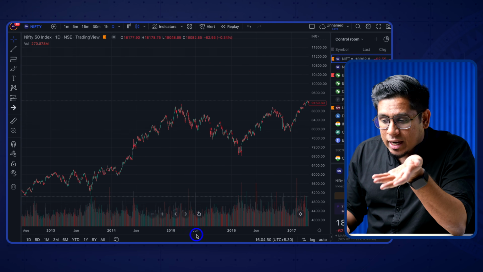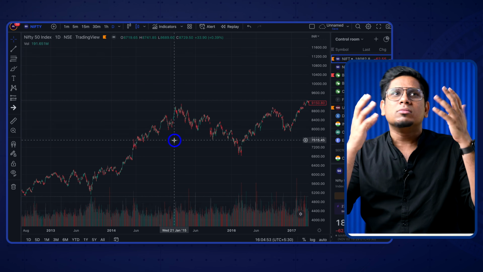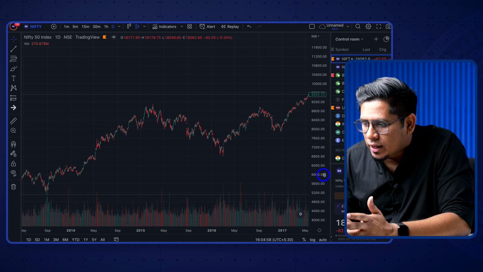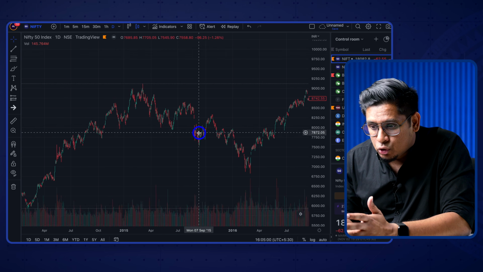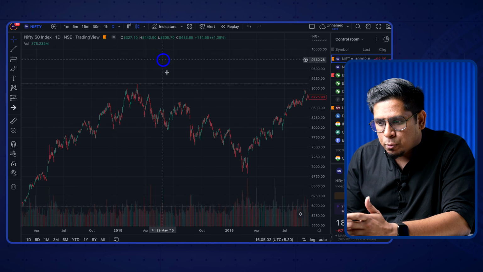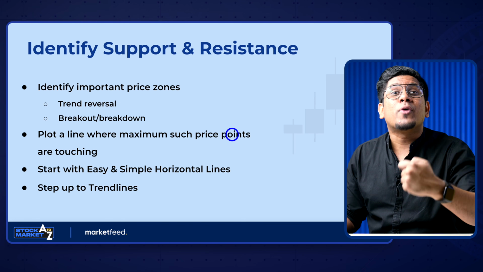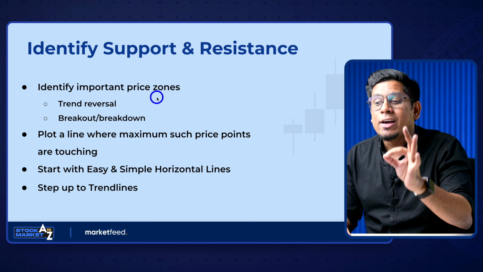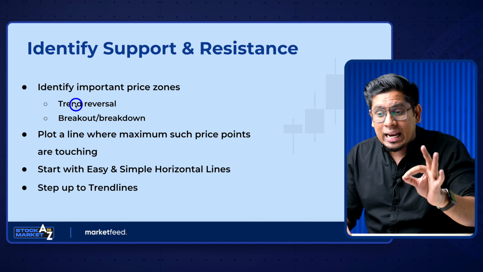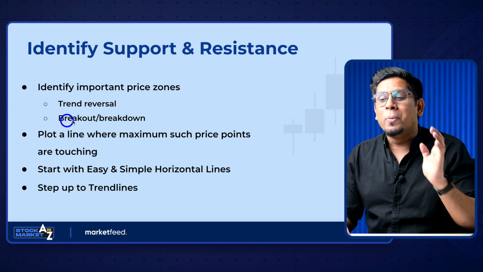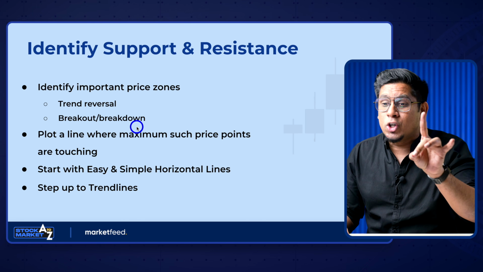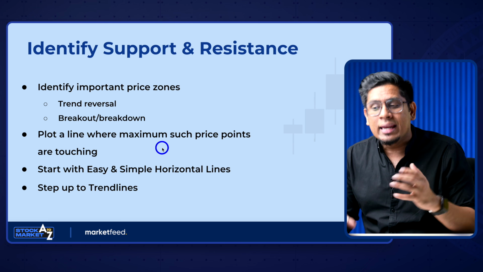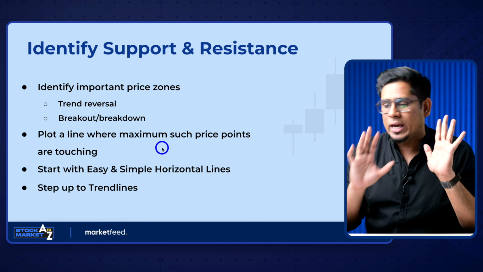In fact, I'm looking at 2015 here. Say that the time is 2015. You're looking into what is happening on the daily candles of Nifty. I'm zooming in here. When you're looking into this price move, what is our aim? We have to find support and resistances. So what was the first step? Identify important price levels or important price zones. These are levels where either trend reversal or breakout or breakdowns have happened. That is the first job. After identifying such zones, we have to draw a line connecting the maximum of such points. Okay, let us do that.